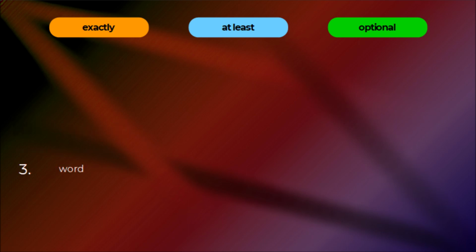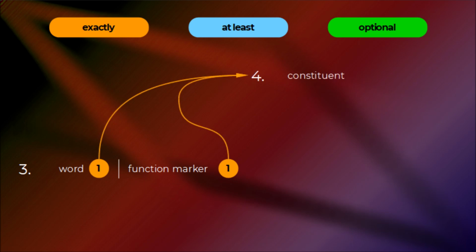Okay? Then, if we have exactly one word and combine it with exactly one function marker, we get a constituent. This is the definition of a constituent. One word in combination with one function marker equals one constituent. For example, "vak" is just a word. But if we turn it into "havak", then it becomes a constituent.